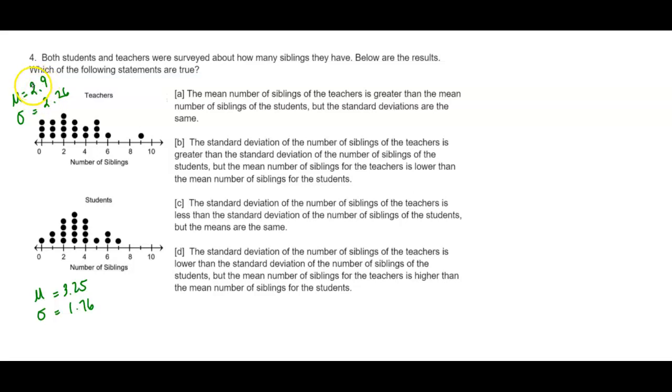If you look at these numbers, you can see that the teachers on average reported less siblings. Theirs was 2.9, students was 3.25, and there was also a higher standard deviation among the teachers than the students, meaning the range of the number of siblings was a little higher for the teachers than it was for the students. So if you look through these choices, the one that says that the mean for the teachers is smaller and the standard deviation for the teachers is larger than that for the students is B.